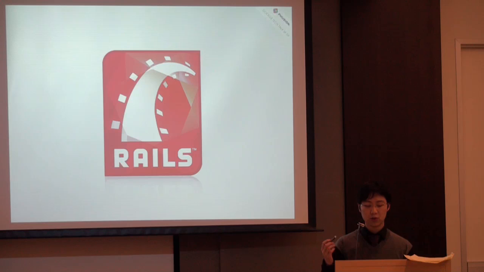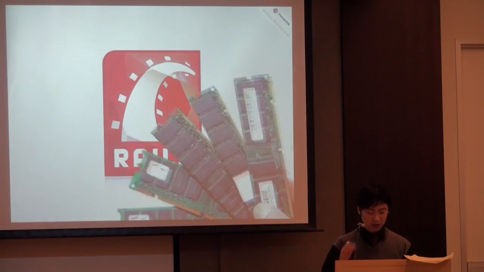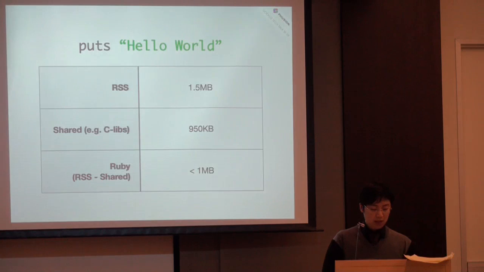And then we thought, can we do the same thing with Rails? Well, that really depends on how much memory in a Rails application is occupied by actually storing Rails code. So let's see. A hello world in Ruby is about half a megabyte of memory, so its RSS is 1.5 megabytes, and about 1 megabyte of that is shared memory. So we end up with about half a megabyte of actual unshared memory.